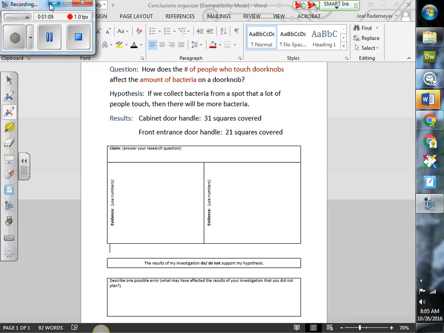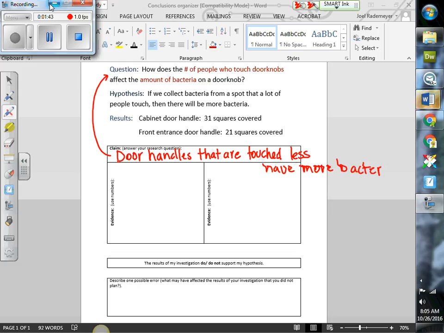All right, so let's write a claim. All that a claim does is basically answer your question. So in this investigation, our claim should be: door handles that are touched less have more bacteria. Look at the writing, it got a little weird there. All right, door handles that are touched less have more bacteria. So basically it just answers our question.